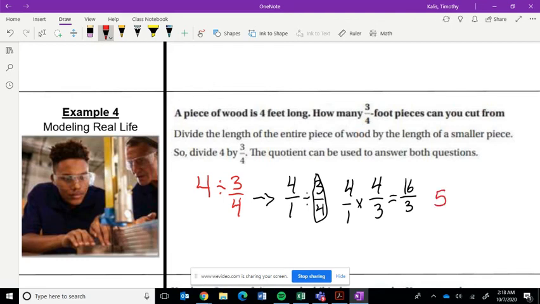And how much is left over? Well, 1. We have 1 remaining. So the answer is 5 and 1/3 pieces can be cut from a 4 foot long piece of lumber.